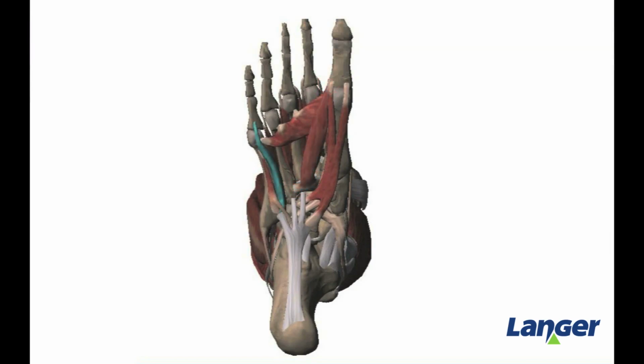The final muscle within the third layer is called the flexor digiti minimi brevis. This muscle originates on the bone of the fifth metatarsal and inserts onto the base of the proximal phalanx. Its function is to flex the little toe.